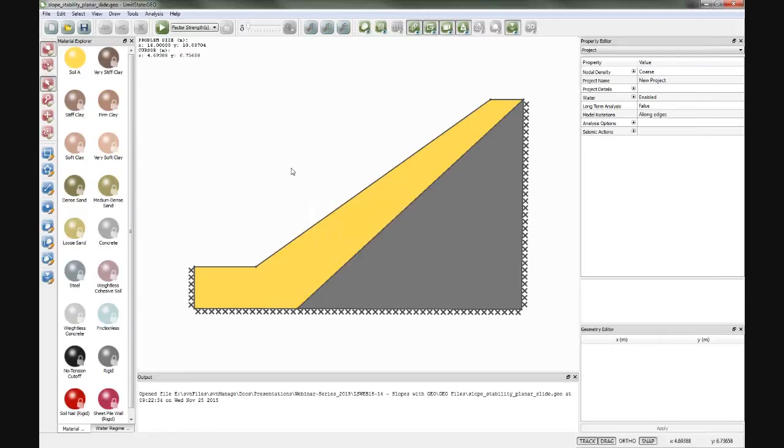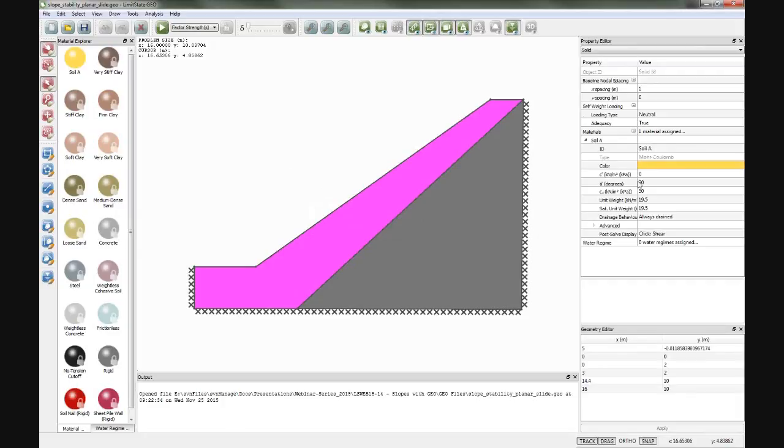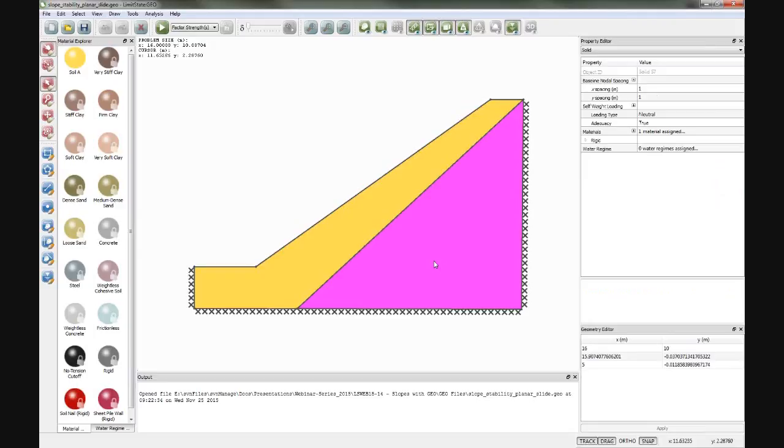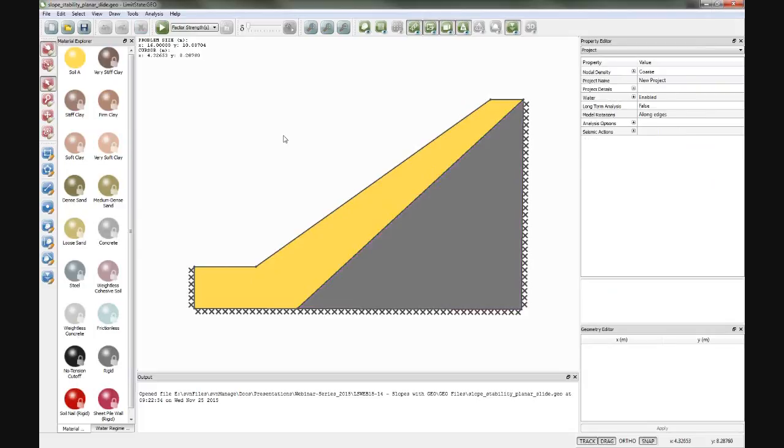So this is looking at a planar soil. This soil here has simply got a C' of 0, phi' of 30, unit weight of 19.5. I've actually just put some rock in this area here, just to keep us focused on the failure at the surface. This is what we expect for this problem. We're going to expect a shallow slide.